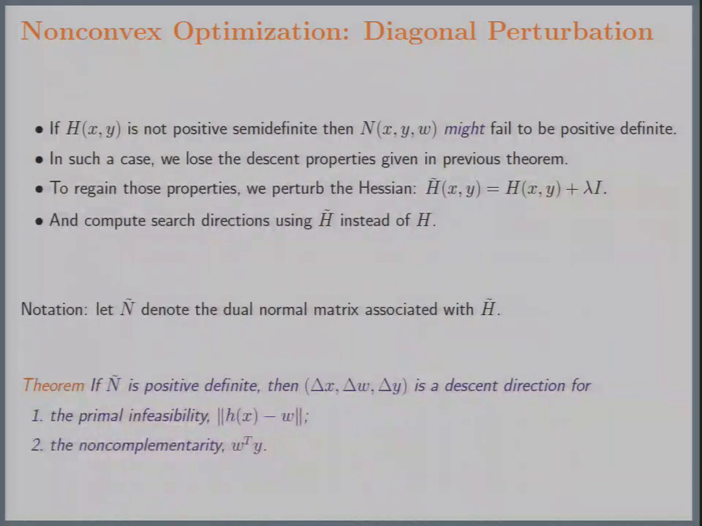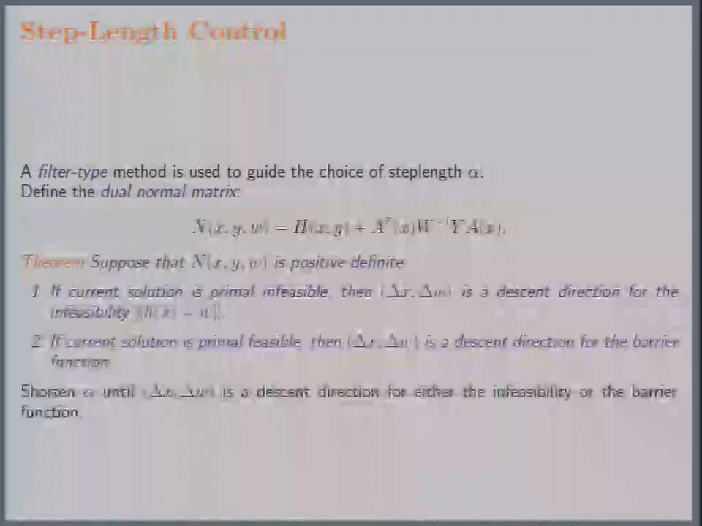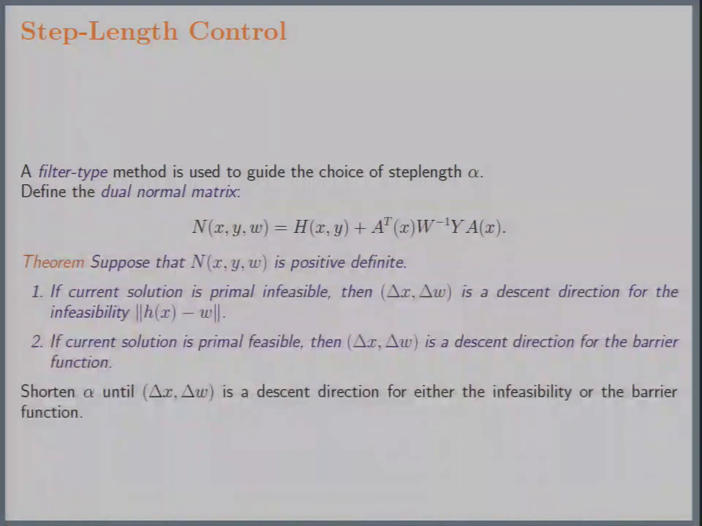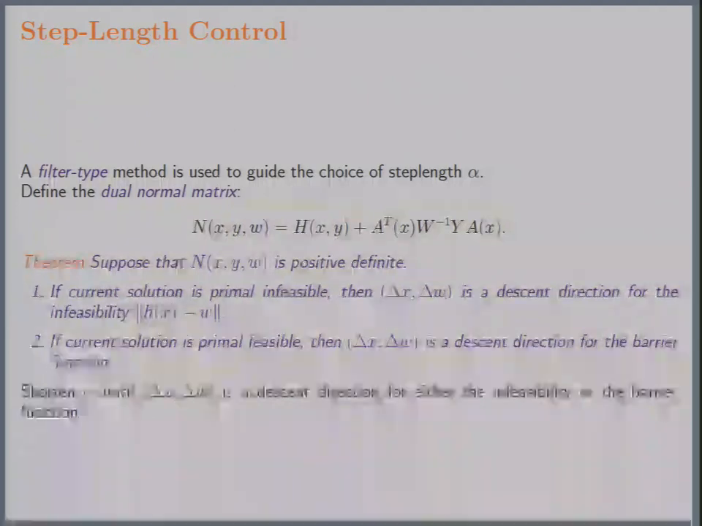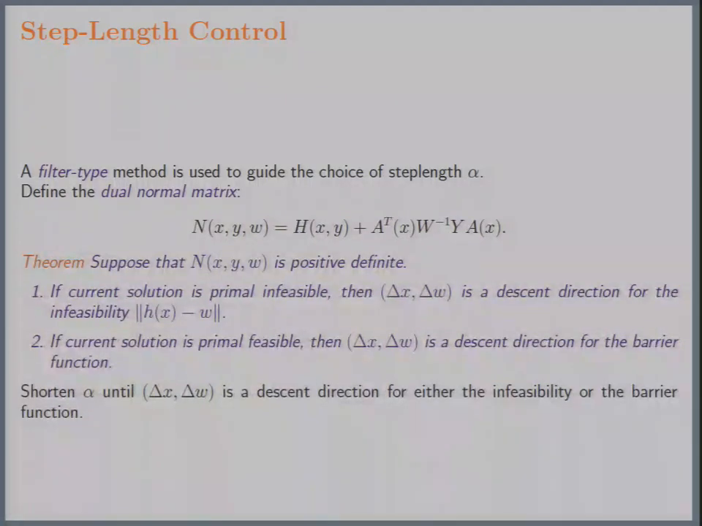And so if H is not positive semi-definite, then that normal matrix N, the dual normal matrix, might fail to be positive definite. It might not, but it might. There's two pieces to it. This here is positive semi-definite. That's always positive semi-definite. I guess that's an important point. A transpose times D times A is always positive semi-definite.